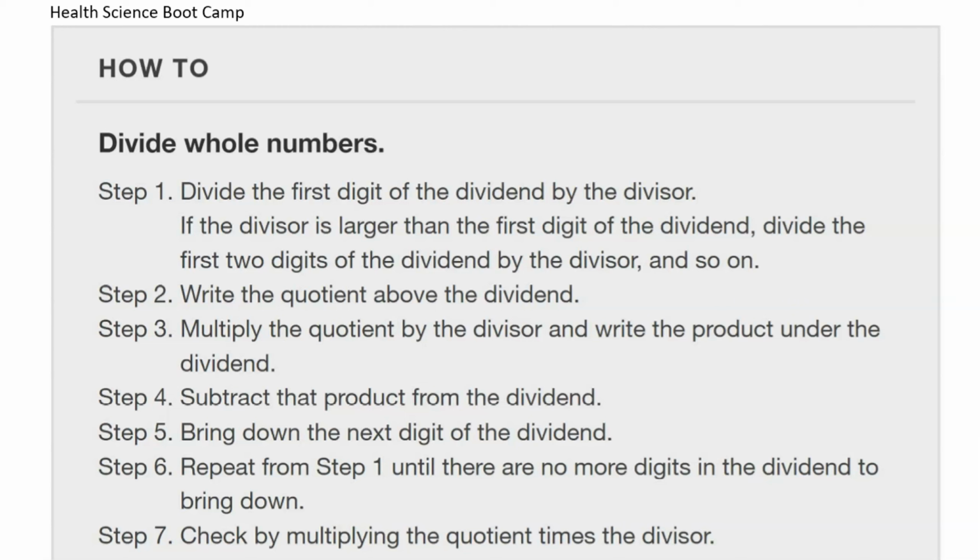So I'm going to do the second part of dividing whole numbers, where you're not just using that multiplication table, in part 2 of the videos.